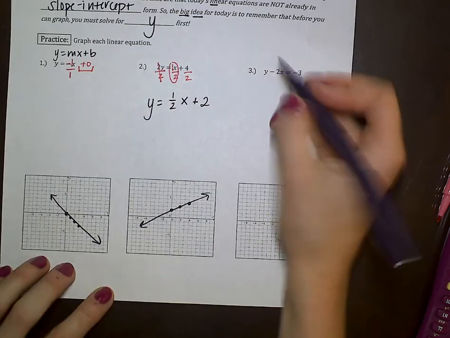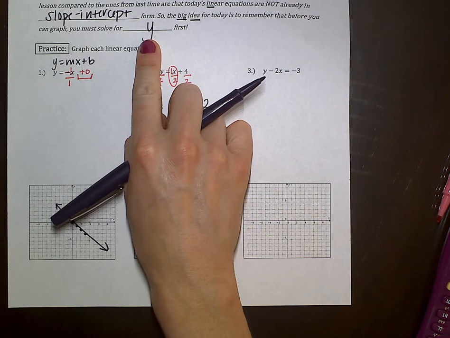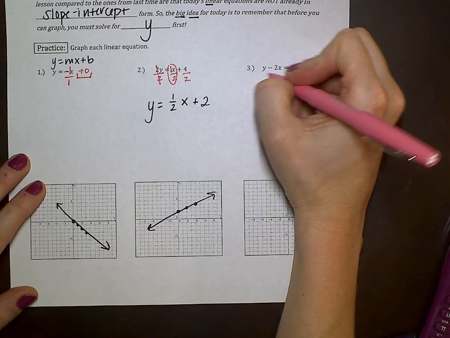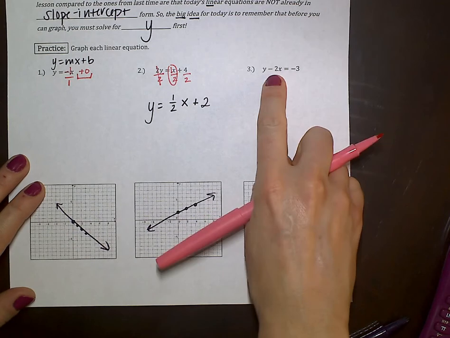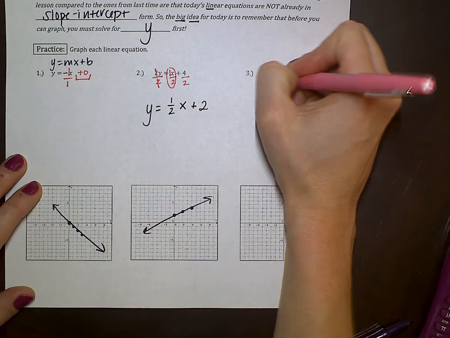All right, example 3. So same thing. All that's different is I have to solve for y first before I can graph it. So to get y by itself, if I just move this minus 2x to the other side, I'll be good. So move the whole term by just adding it over.